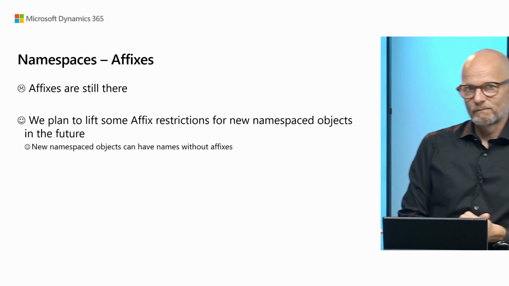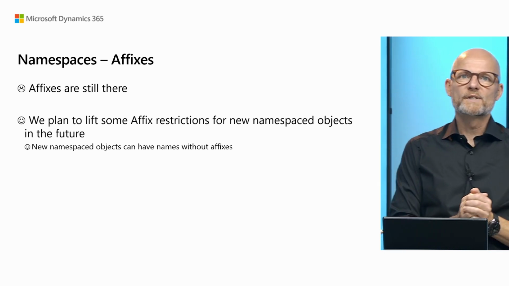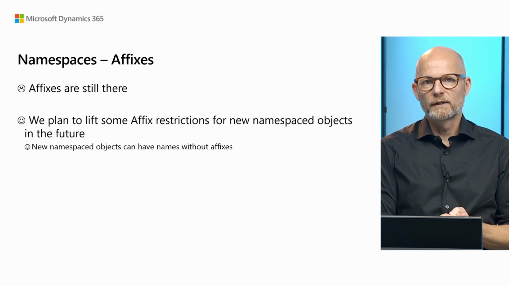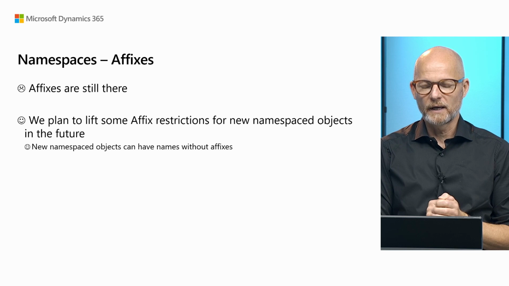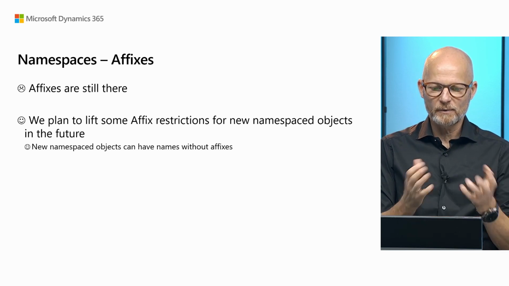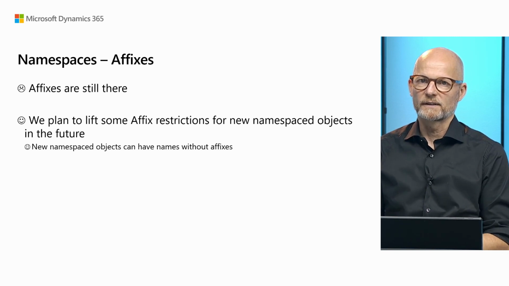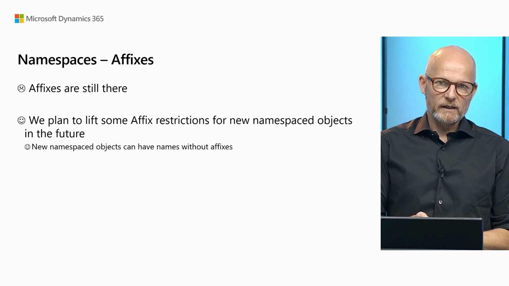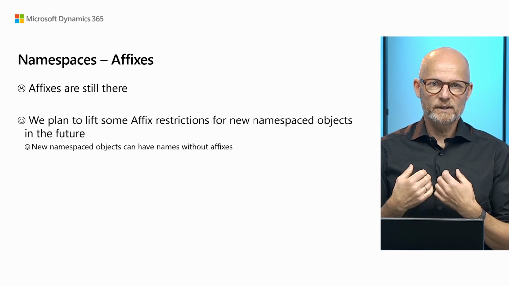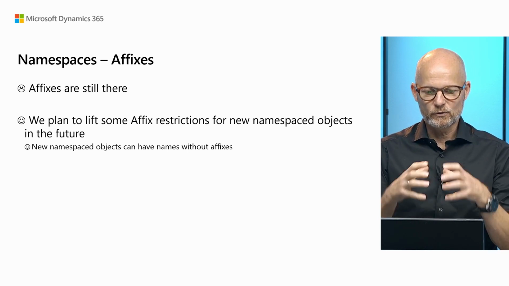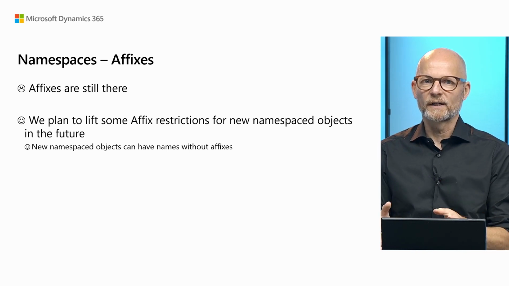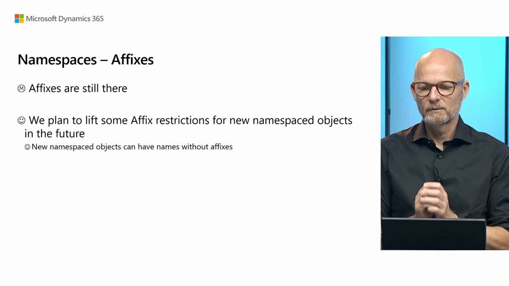And here's some bad news for now. We still have affixes. We would like to lift some of the restrictions, and for instance, one of those we're looking at is that a namespace object can have names without affixes. Which will take a little bit longer, is members on objects, but this introduction of namespaces is for us a way of moving in a direction without affixes, but it may take a while.